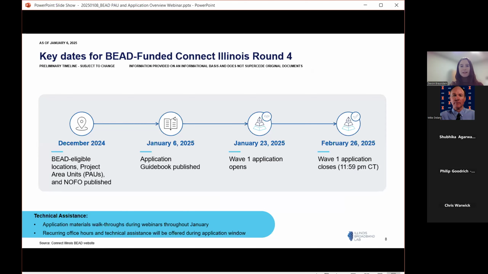So just to reiterate, in December, we published the BEAD eligible locations, project area units, and the NOFO. On January 6th, earlier this week, we published the application guidebook, which again, I'll go into later in the slides. And then Wave 1 will open on January 23rd and close on February 26th. After our webinar series ends on January 22nd, we'll have office hours at least twice per week to answer your questions. We can create private rooms if you have a sensitive question, help you fill out the templates, talk through scenarios, whatever you might need.